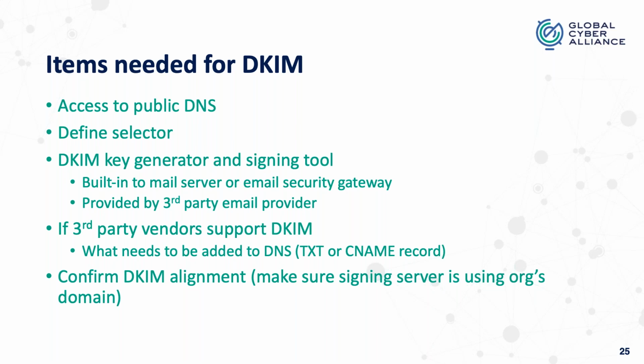Obviously, you need access to public DNS, because that's where you're publishing either the CNAME record or the TXT record with the public key. Make sure you define your selector and you're aware of what that selector name is and what server or system that selector is associated with. Find out if you need to have a key generator and a signing tool. Are these two options built into the mail server or email security gateway? If they're not, do you need to use something like DKIM Exchange for your MS Exchange, which you do? But if you have something like a Cisco IronPort or a Mimecast, use that for your Exchange servers or for whatever systems you have internal to your organization.